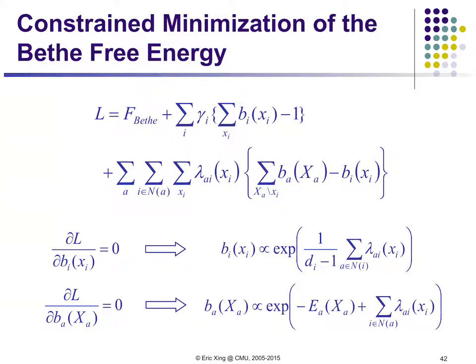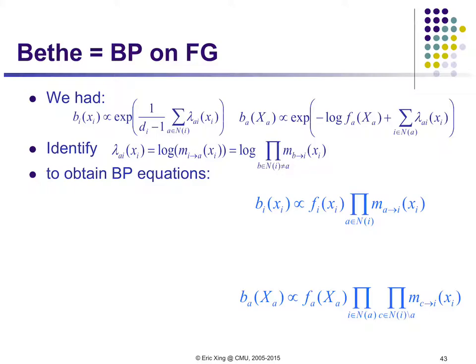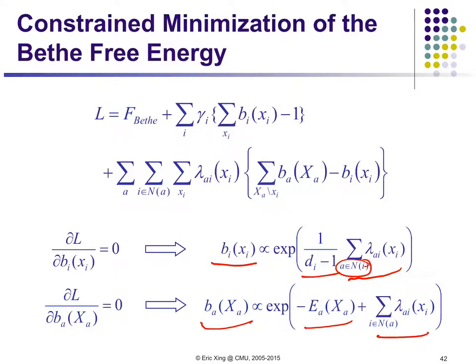Now, the interesting thing is that when you set the derivative to zero, the messages look like this. The BIs look like 1 over DI's multiplication of all of the Lagrangians summed over all of the nodes coming to I, and the marginals look like the energy minus the Lagrangian of the pairwise. The beauty of what Yair Weiss observed back then was that they saw the connection between the form of the BIs and the message passing. Yes? Where did the exponentials come from?